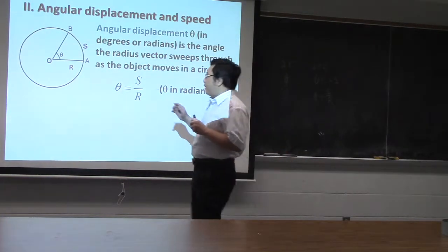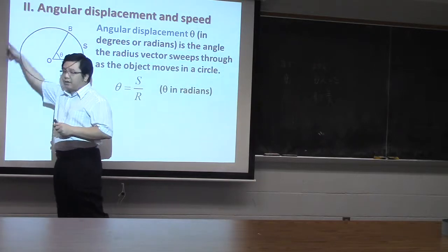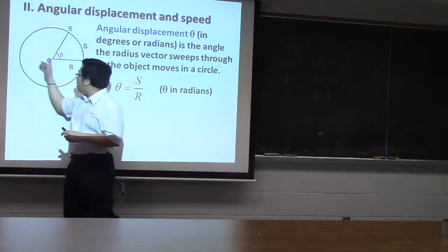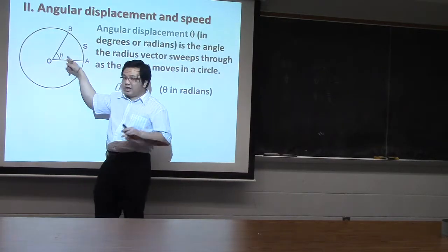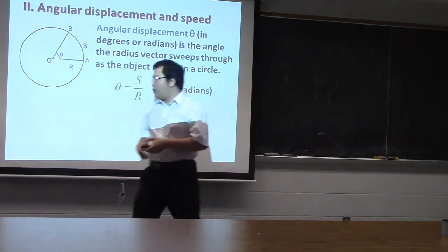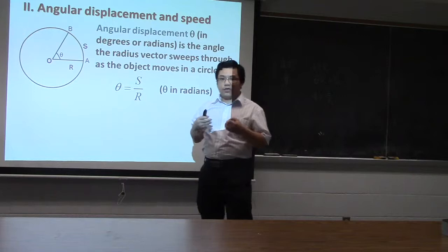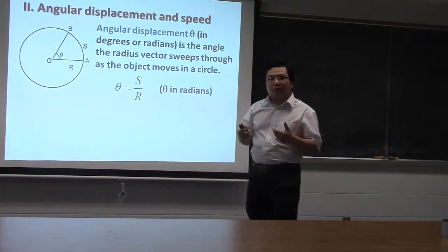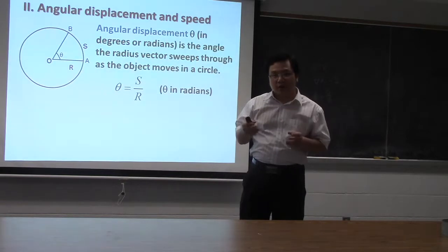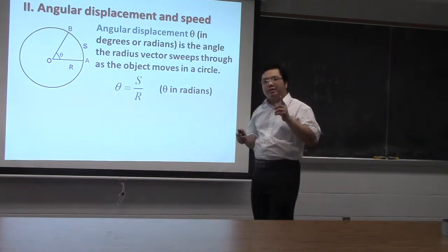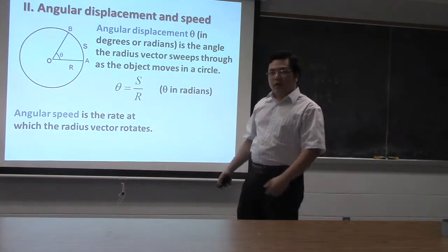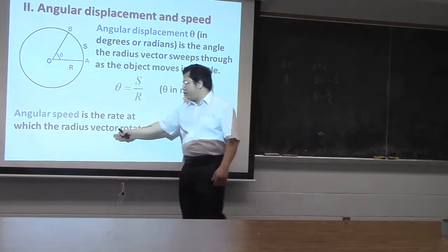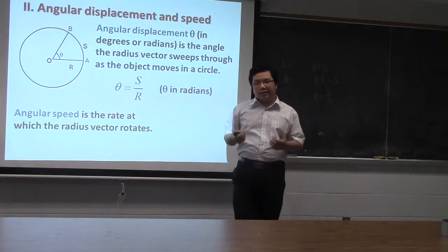Now, the faster the object travels on this circle, the faster the radius vector rotates, and the faster the angle theta changes with time. So we can use the rate of change of theta with respect to time to represent how fast or slow an object is traveling on a circle. That quantity is called the angular speed of the circular motion. Angular speed is the rate at which the radius vector rotates.